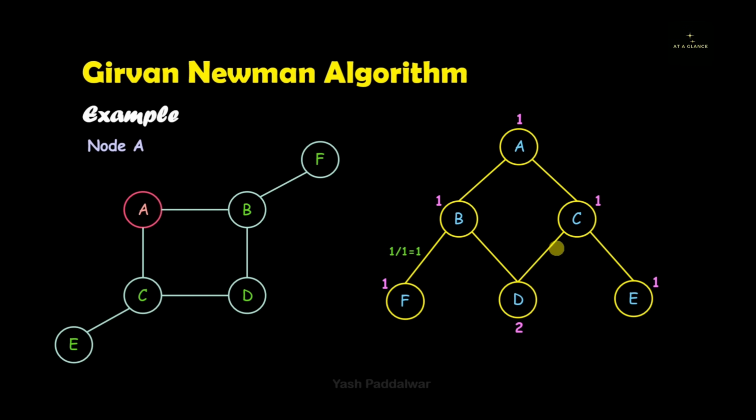Similarly, for the edge BD, the edge betweenness of the edge BD will be 1, which is the node weight of B, divided by 2, which is the node weight of D, which is 0.5.